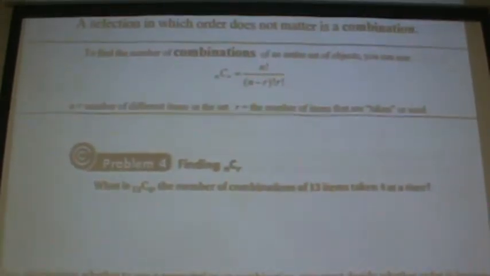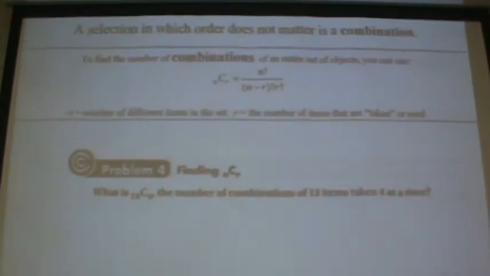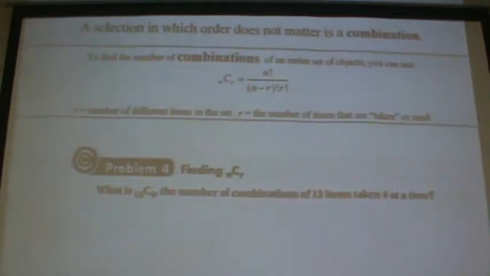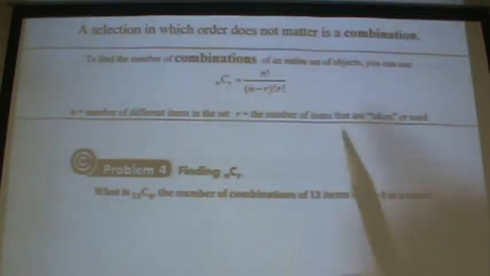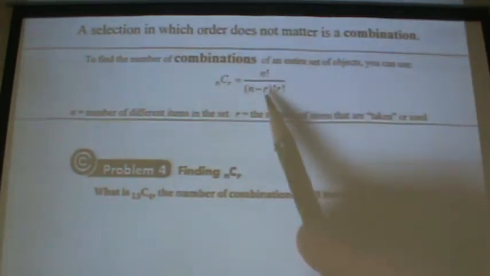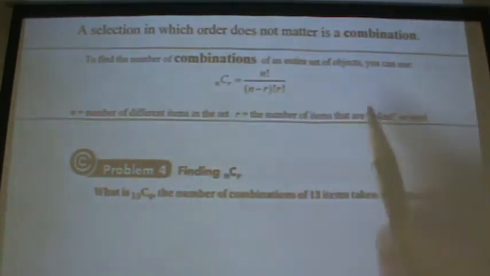So now we're going to talk about a combination. A combination is where order doesn't matter. So it doesn't matter what order you put the objects that you're finding in. So we're given an equation, and again, n is your entire set, and r is what you're taking out or using.